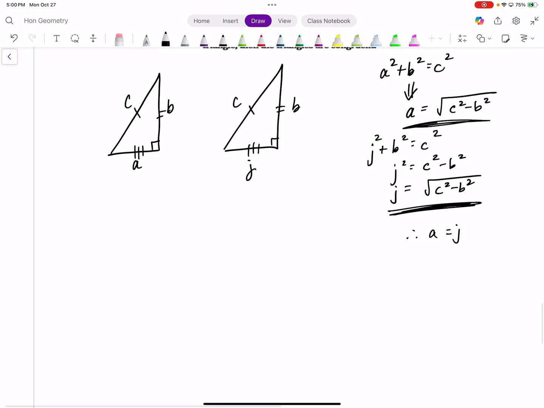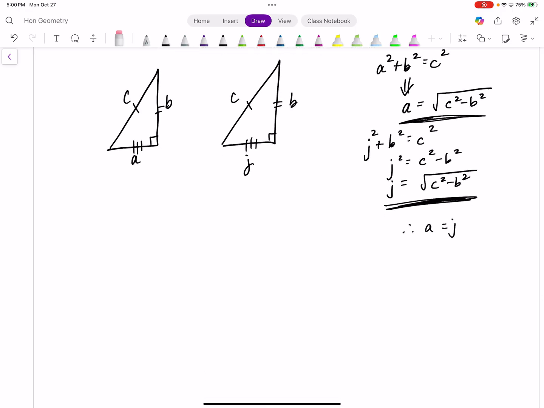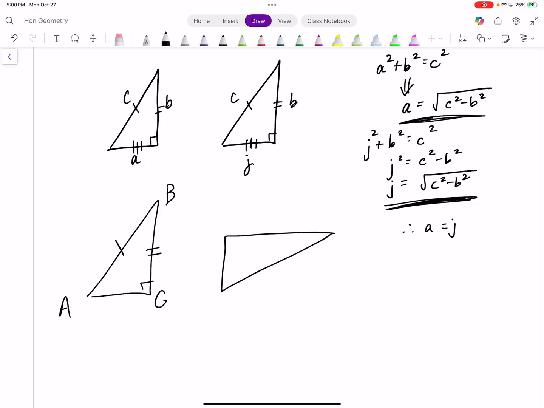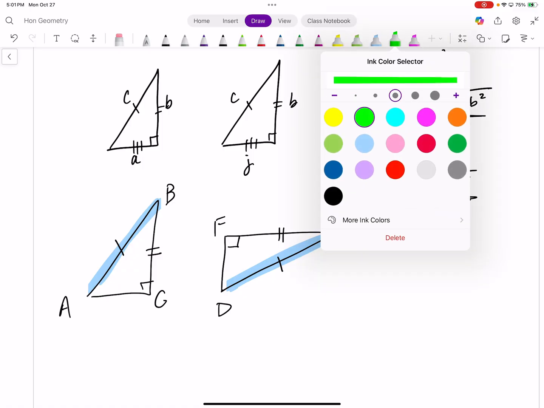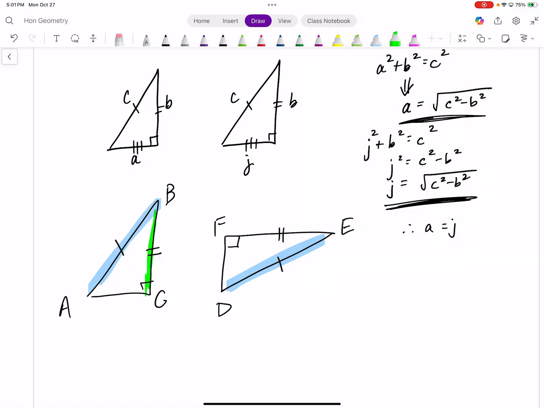But you don't want to have to go through that every time. So what happens is, let's say you've got triangle ABC. It's a right triangle. Hypotenuse and a leg are congruent. We draw some other right triangle, and maybe we put E, F, and D on here. Let's say that this is the same length as side 2. So CB and FE are congruent. And then the hypotenuses are the same. So you have a hypotenuse and you have a leg.